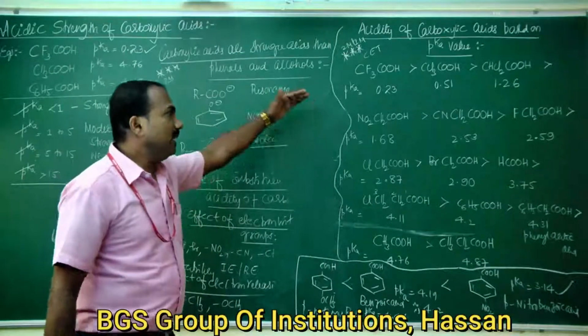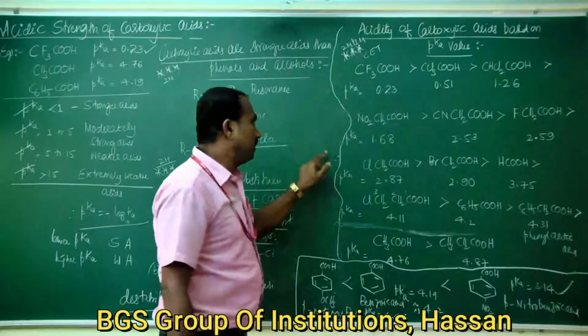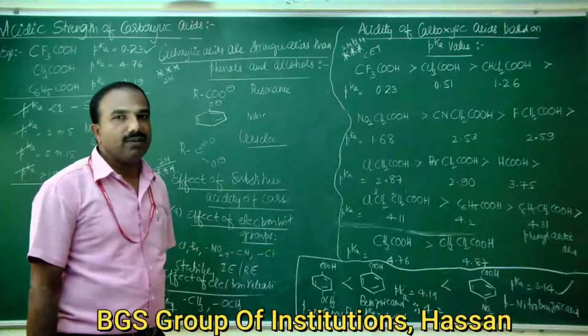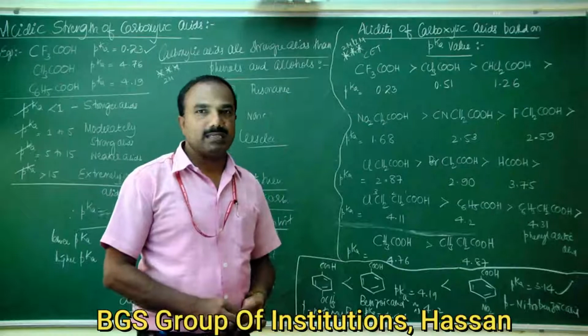So this table has already been given in your NCERT textbook. You go through these pKa values and remember. So that's about acidity of carboxylic acids. So that completes aldehydes, ketones and carboxylic acids. Thank you.